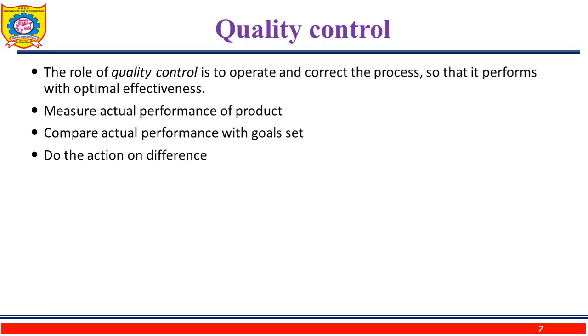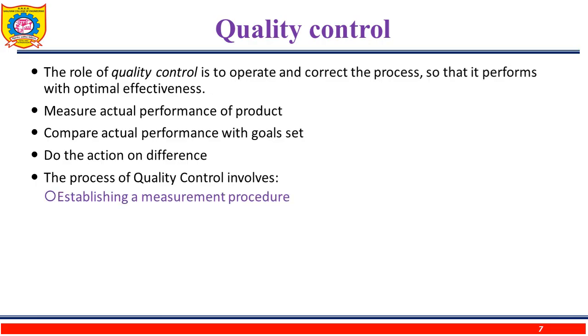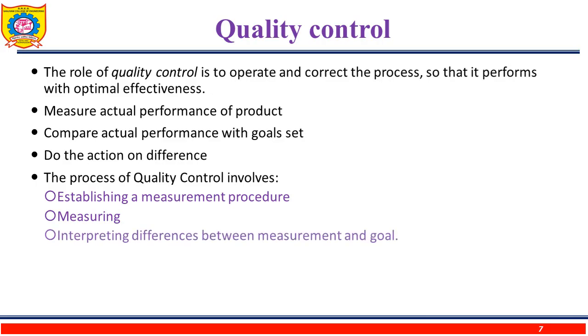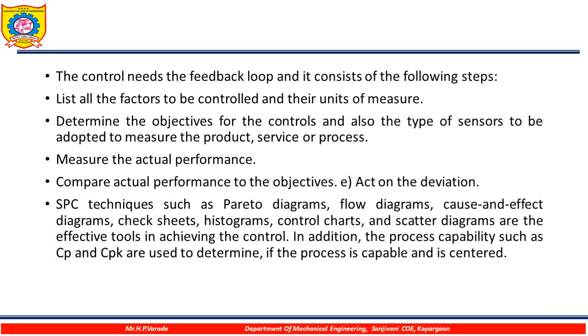Act on the difference. Whatever difference is observed should be minimized. So we have to take the necessary actions for minimizing the difference. The process of quality control involves, first, establishing a measurement procedure, measuring, then interpreting differences between the measurement and the goal, and taking action to correct the significant differences.